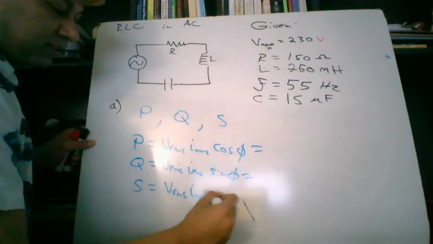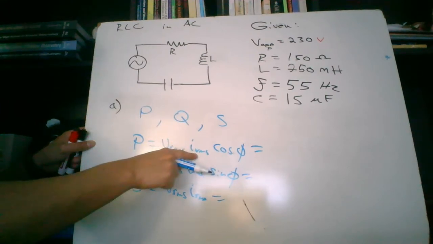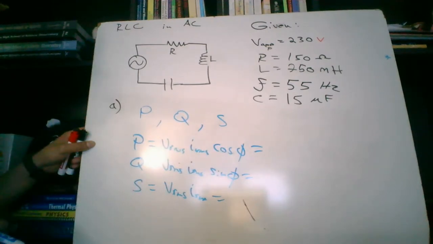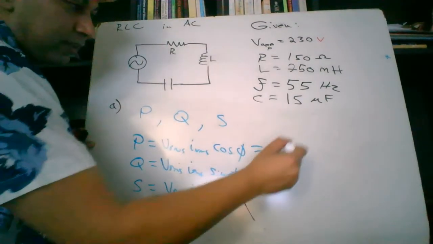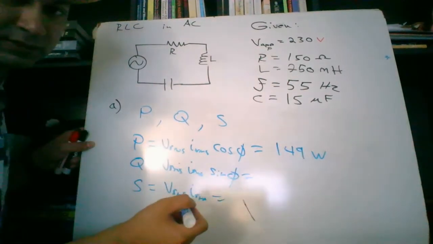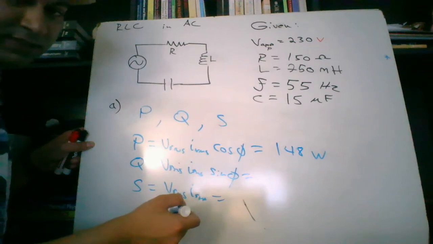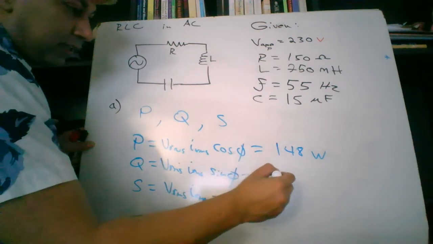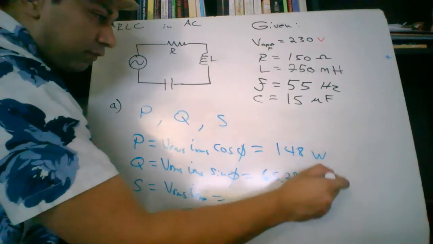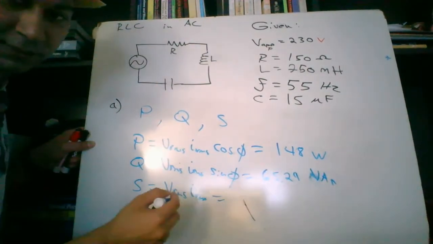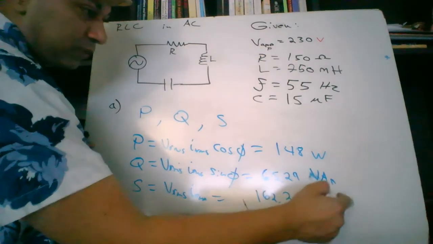So we can multiply each one of these, and let's see what our values turn out to be. VRMS, 163 times 1, roughly, times cosine of 23.75. Multiply all of those together, you get 149.48 watts. And then this one is going to be 65.29 volt amperes reactive. And finally, S is equal to 162.2 volt amperes, without the reactive symbol.